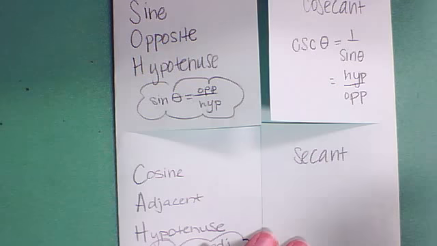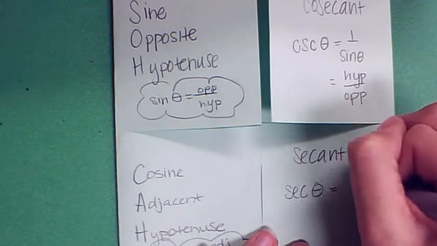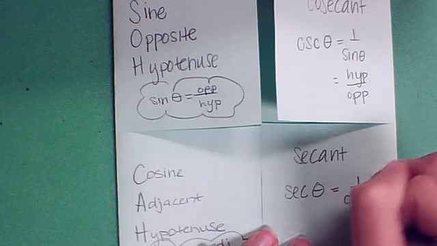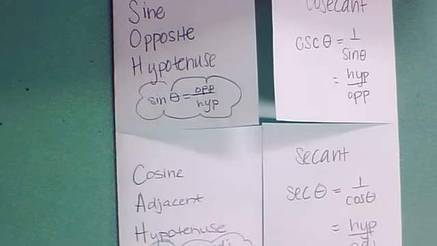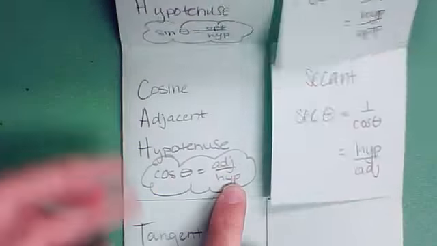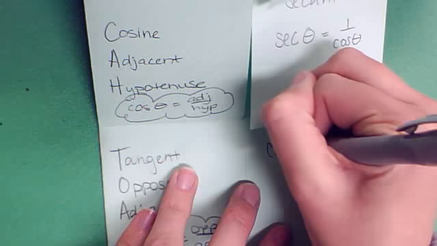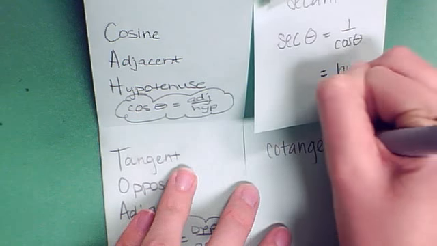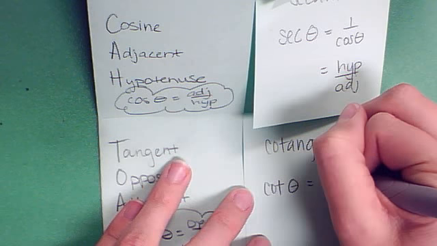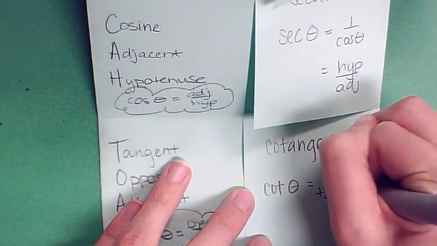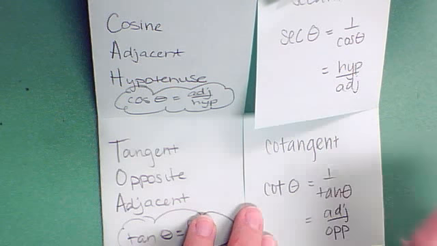The next one is secant. Secant is opposite of cosine, and the secant is abbreviated SEC of theta equals 1 over cosine of theta, which is the same as the hypotenuse over the adjacent. Again, it's the opposite or the reciprocal of this one. The last one is the cotangent, and cotangent is abbreviated COT. The cotangent of theta is 1 over the tangent of theta, which is also the adjacent over the opposite.